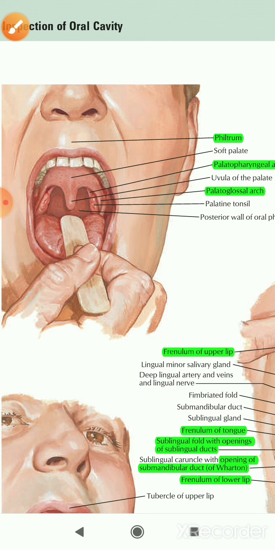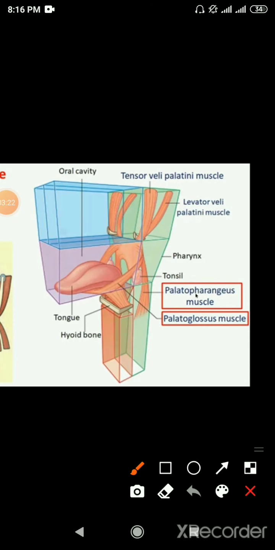Now let's have a look over the picture of these palatine muscles. This is a picture of the muscles of the soft palate. You can see the tensor veli palatini muscle. This is the tensor veli palatini. This is levator veli palatini muscle. Then this is palatopharyngeus muscle attached to the pharynx, and palatoglossus muscle, which is attached to the tongue. And one muscle, that is the musculus uvuli, which is not shown here.